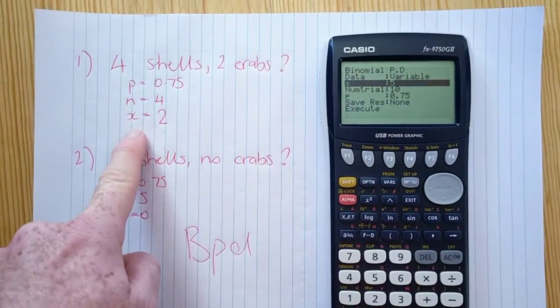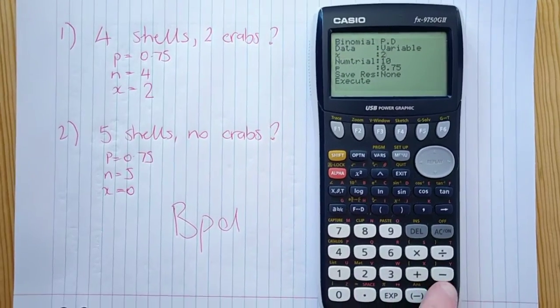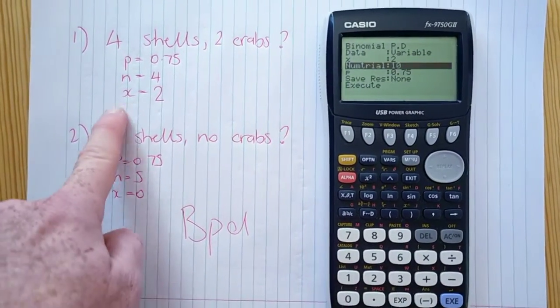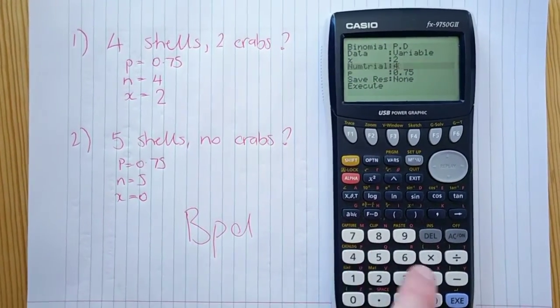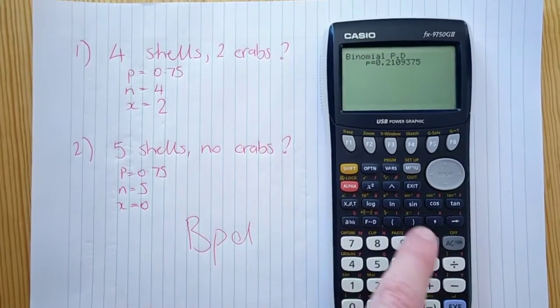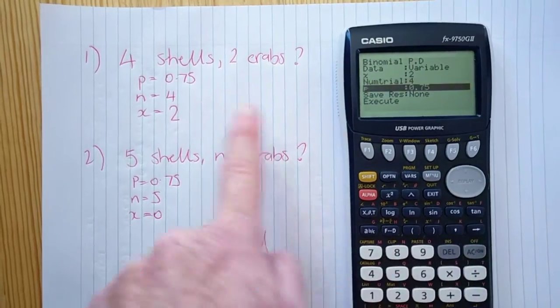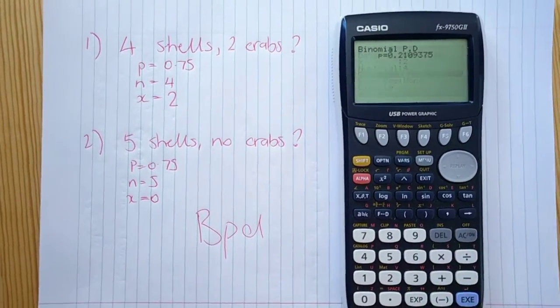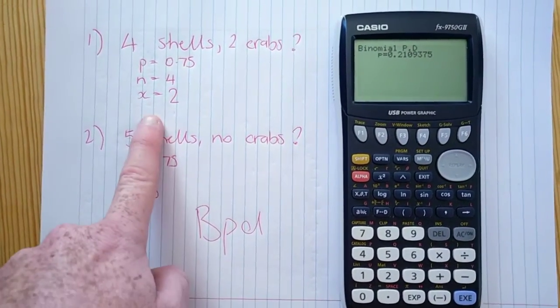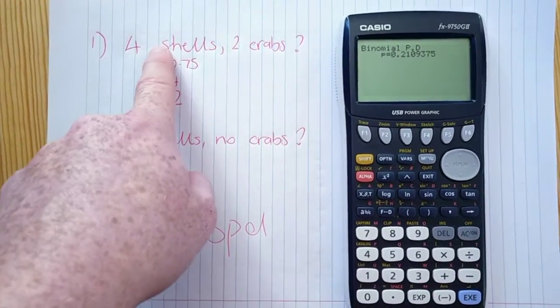So let's look at our data. X, well, we're looking for exactly 2 crabs, so X is 2. The number of trials, well, we've got 4 shells, so that's the number of trials. And the probability, I've already clicked out, but that was already in there, 0.75. We then click execute, and that tells us the probability of getting 2 crabs from 4 shells.